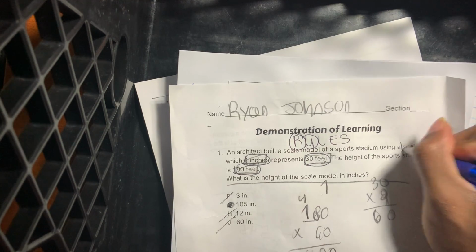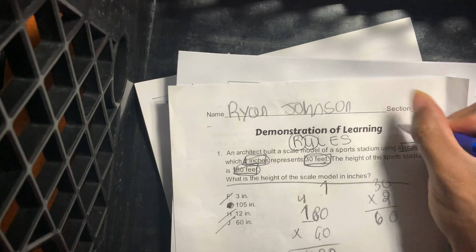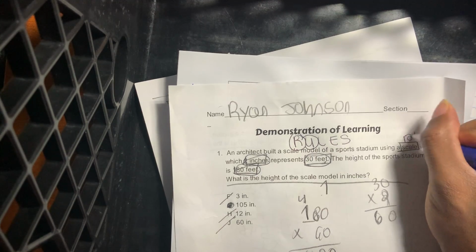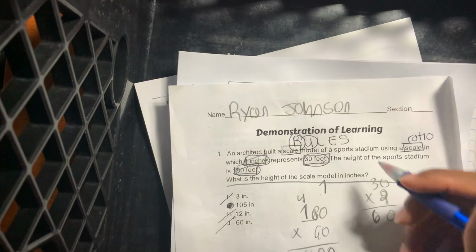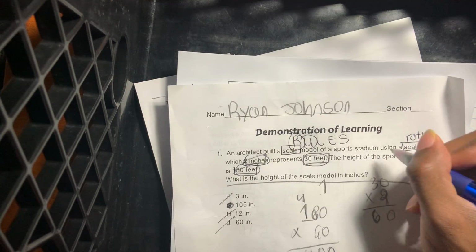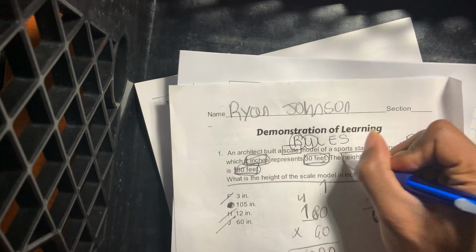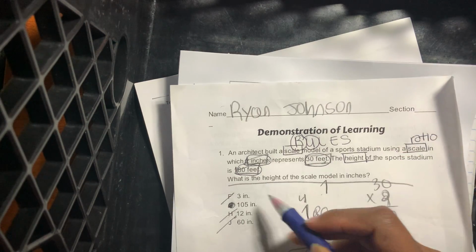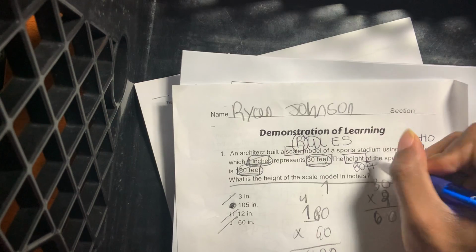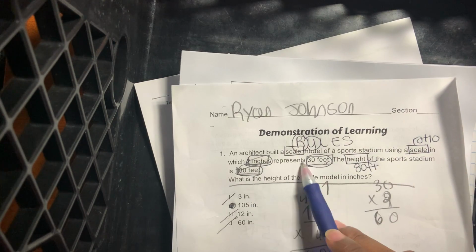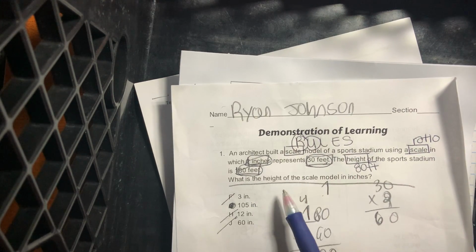So we have a scale. A scale is like a ratio, basically. So this is the height of the sports stadium. So this is the height. We'll box the height is 80 feet. So 80 feet is equal to the height. So 2 inches represents 30 feet, okay?